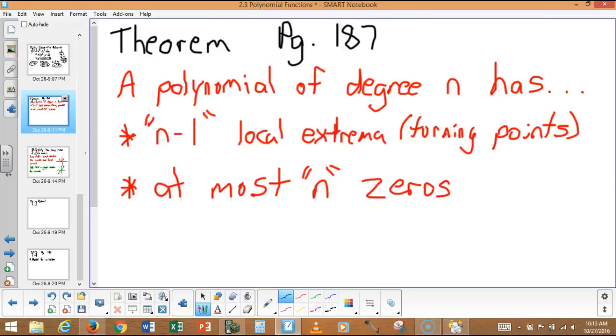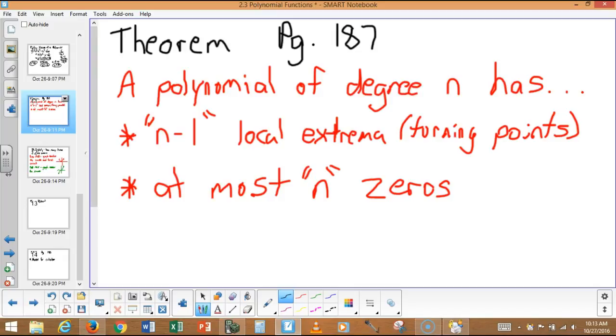A theorem in your book on page 187 talks about the local extrema and zeros of a polynomial function. It says a polynomial of degree n has, first condition, n minus 1 local extrema. When we talked about this last year in Algebra 2, we referred to these as the turning points of the graph. If we have a turning point in our graph, meaning it's changing from increasing to decreasing or from decreasing to increasing, that indicates we have a local extrema. It's either a local minimum or a local maximum.